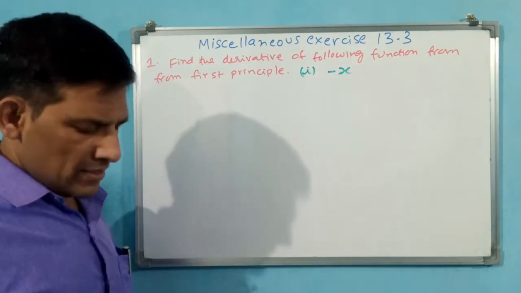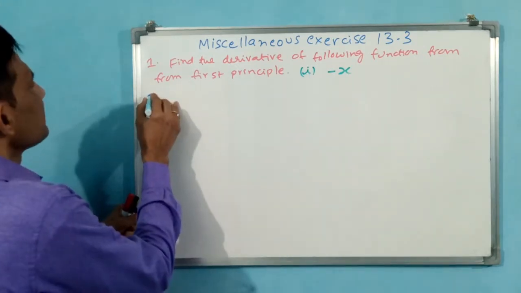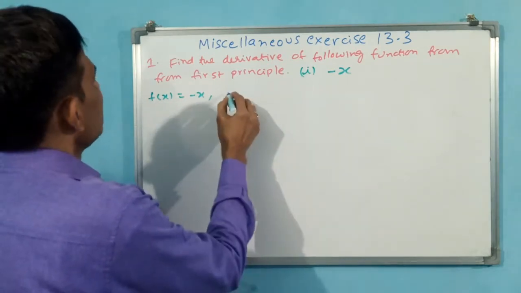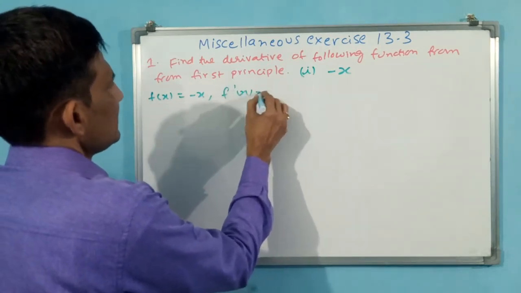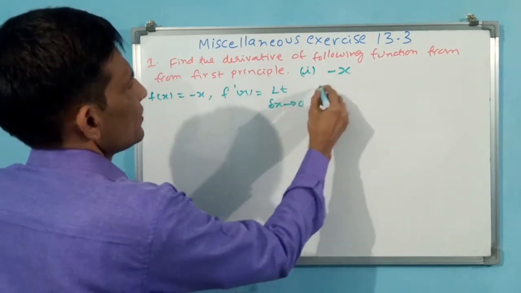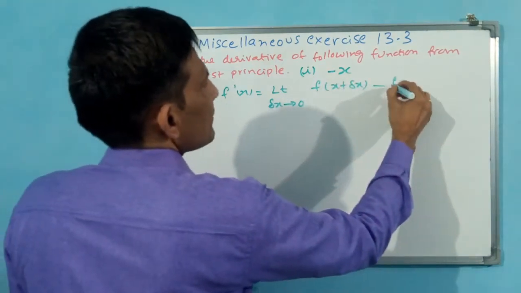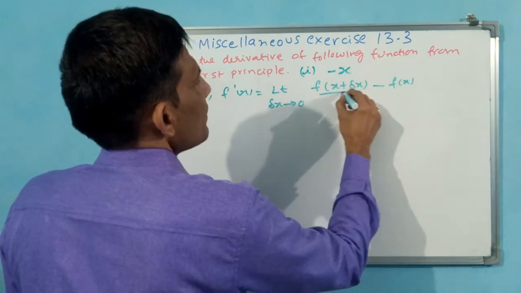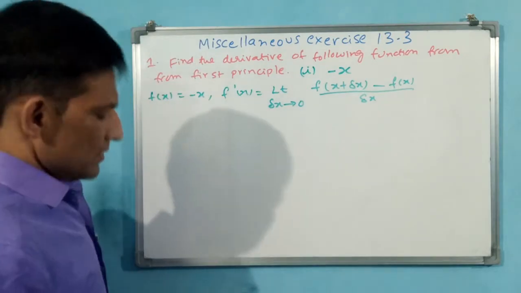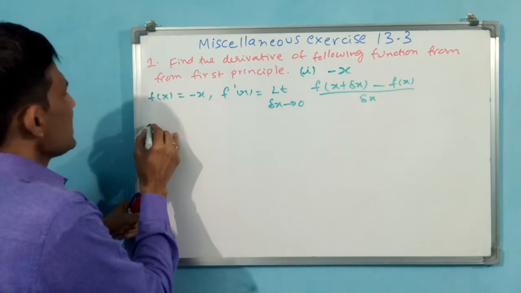Okay, let us see. First of all, write: let f of x is equal to minus x. Then f dash x is equal to limit delta x tends to 0, f of x plus delta x minus f of x whole divided by delta x. Okay. Now carefully substitute. Why? Because now minus is there.